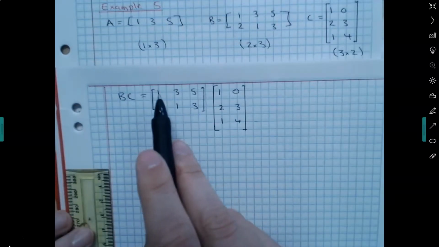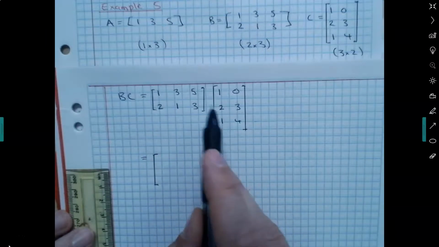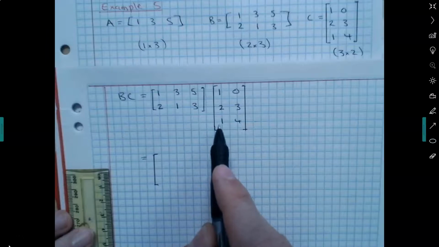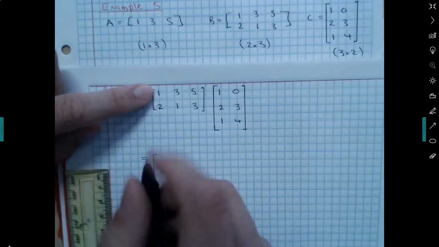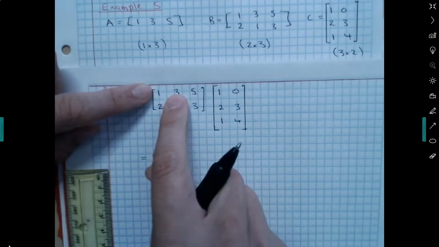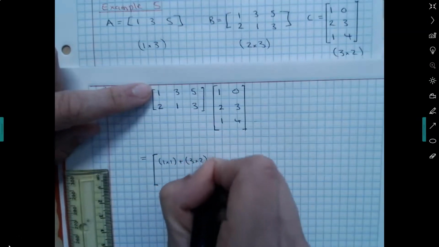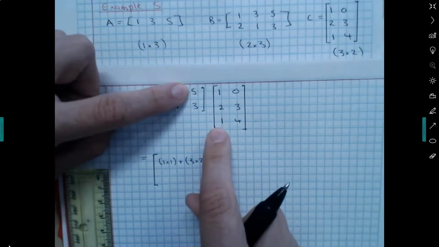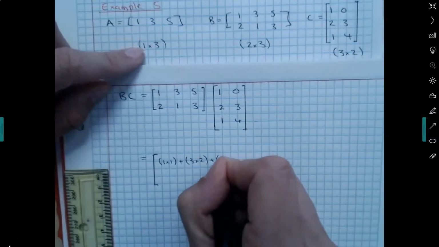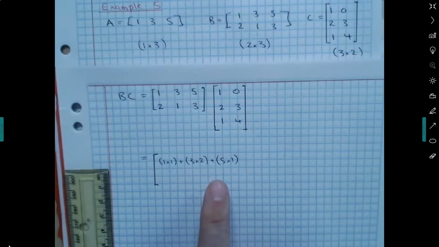So I have to go 1 times 1 plus 3 times 2 plus 5 times 1. And that will give me my first element. Alright, so I go 1 times 1 plus 3 times 2 plus 5 times 1. And that will give me my first component of this 2 by 2 matrix.